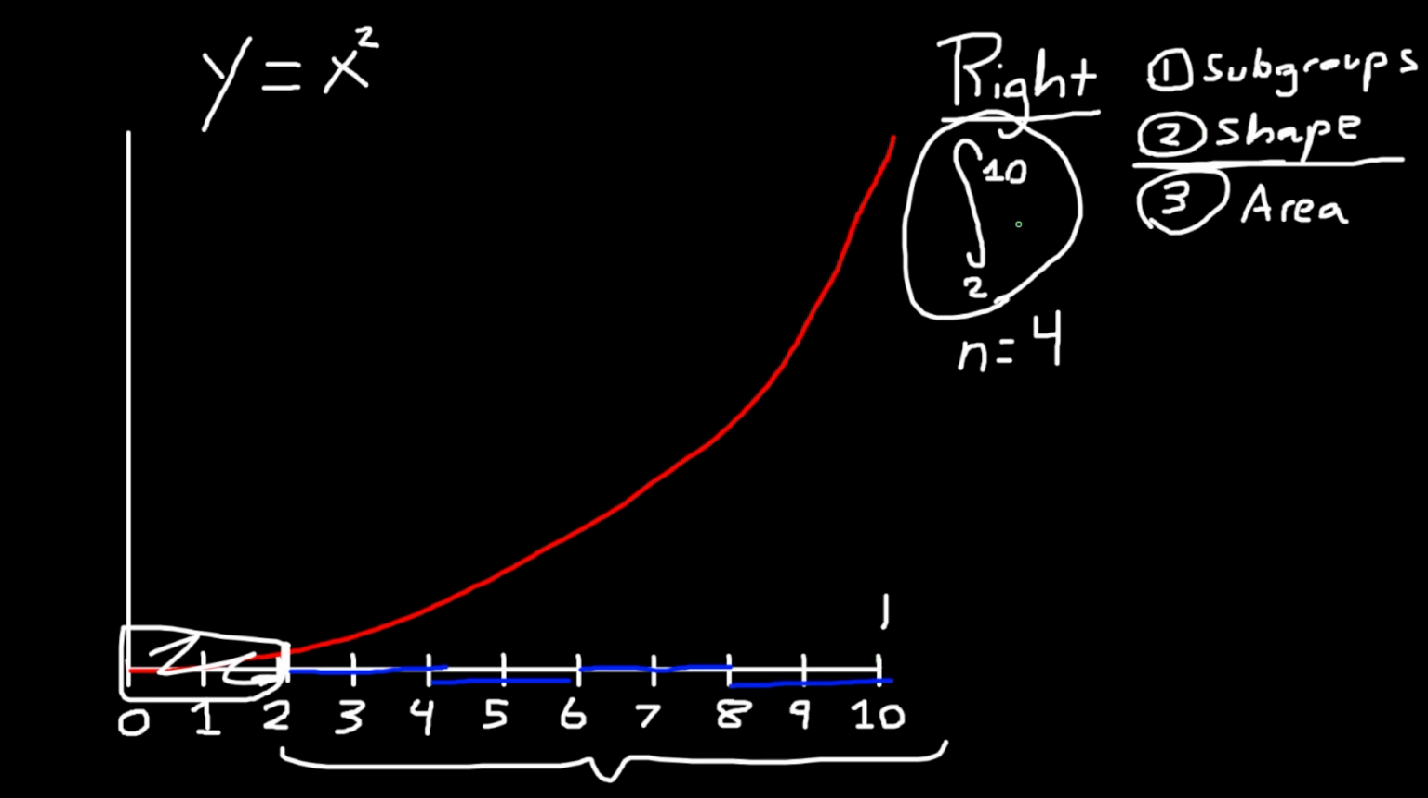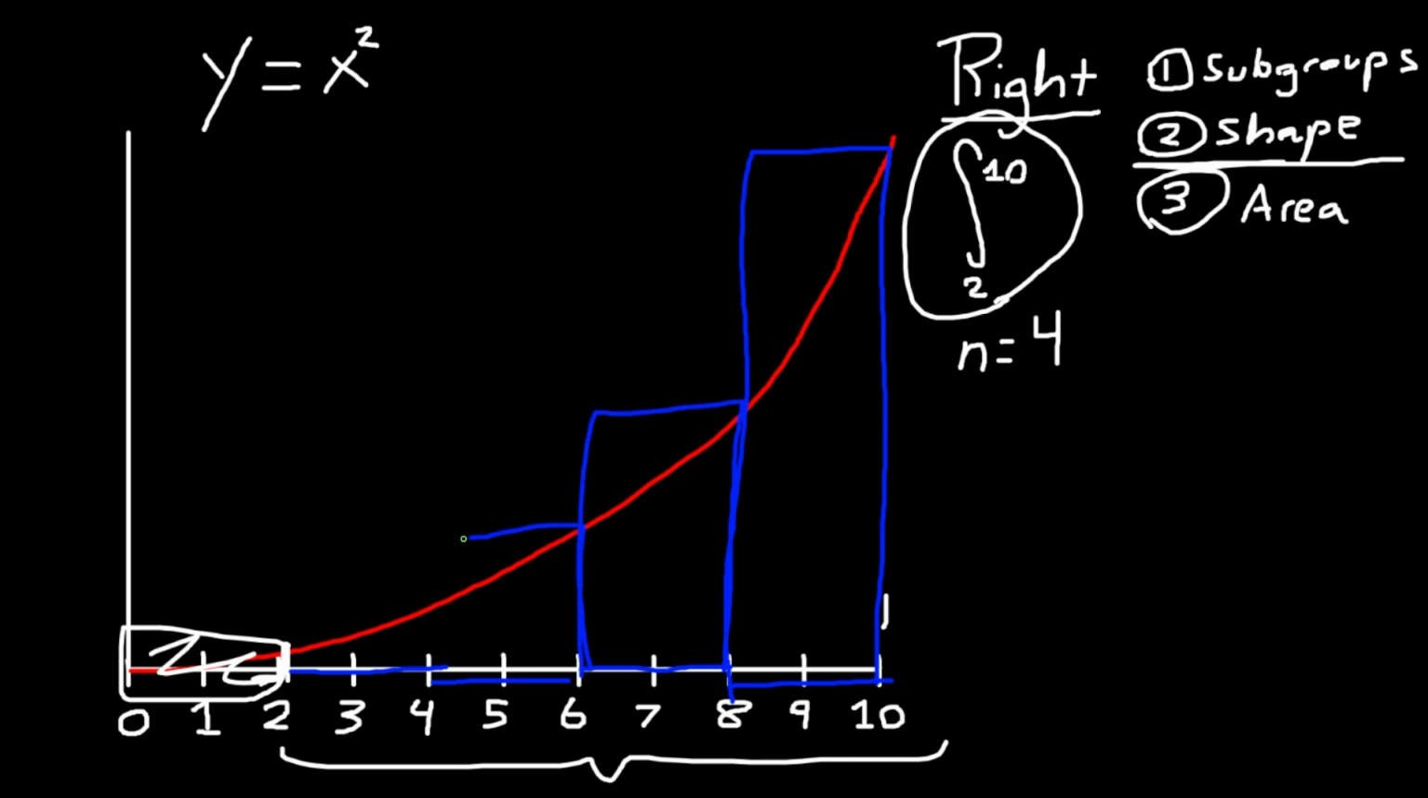And here's the difference with a right Riemann sum. Instead of going to the left and coming up, we're going to go to the right and come up. So for our subgroup 8 to 10, we used to go to the left, start at 8, come up, and then go over and down. But instead, we're going to go to the right and go to 10 and then come up until we hit the graph and then come over and then down. And then same thing for 6 to 8, we're going to start on the right of it, come up, over, down, and repeat for the rest.